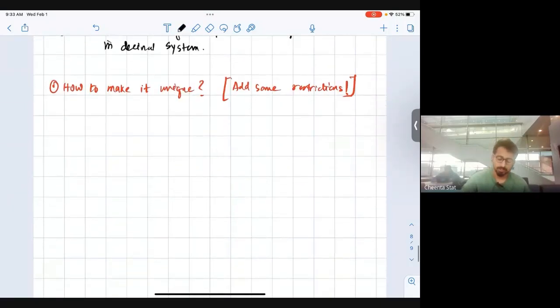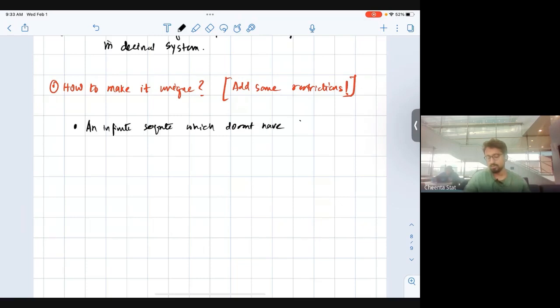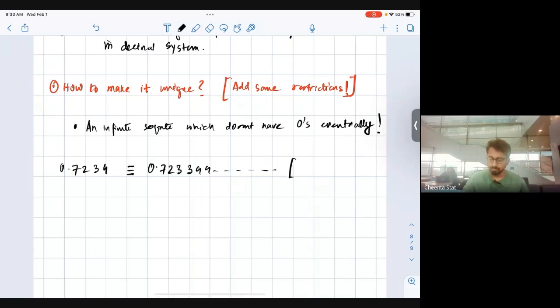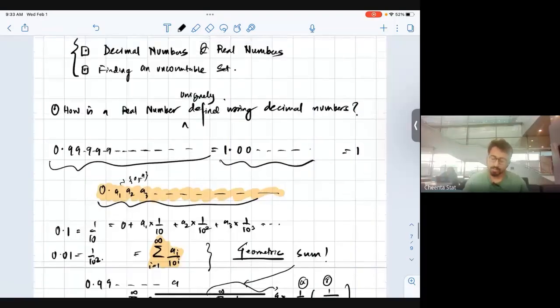So we add that it's an infinite sequence which doesn't have zeros eventually. That's it. Simple. So 0.717234 is not the decimal representation. For uniqueness, we decimal represent it as 0.7233999999. This is the decimal representation, and it's unique. So we'll take one of the definitions like this.